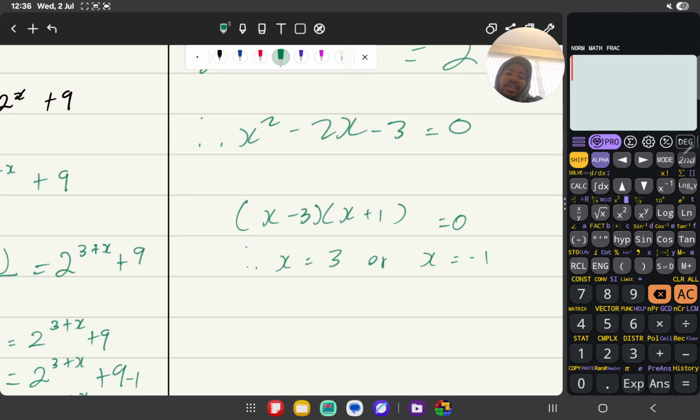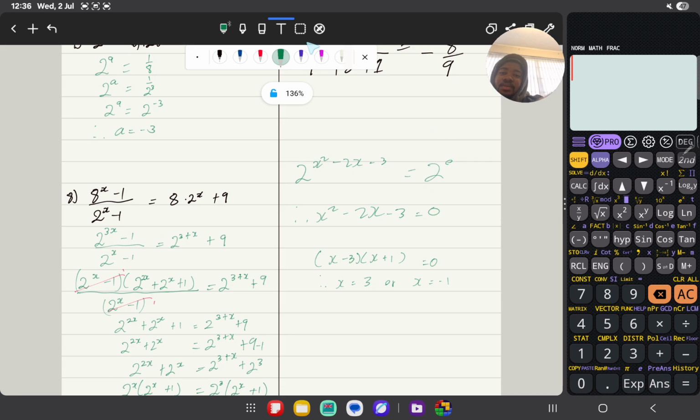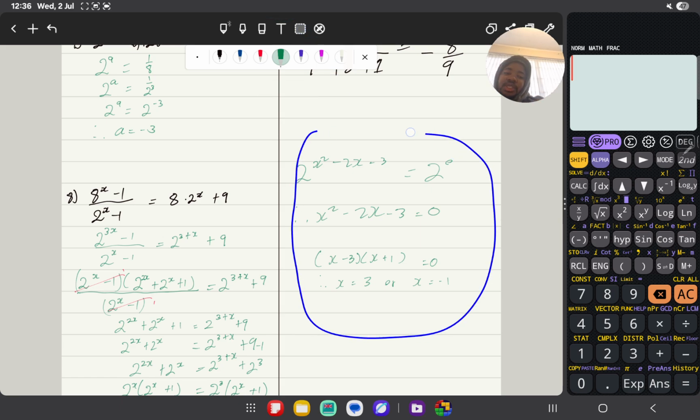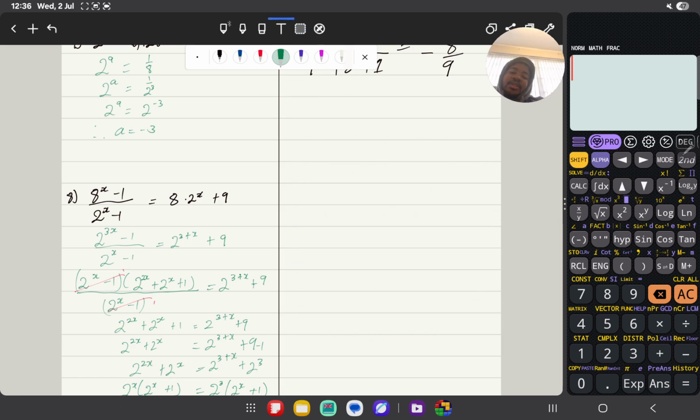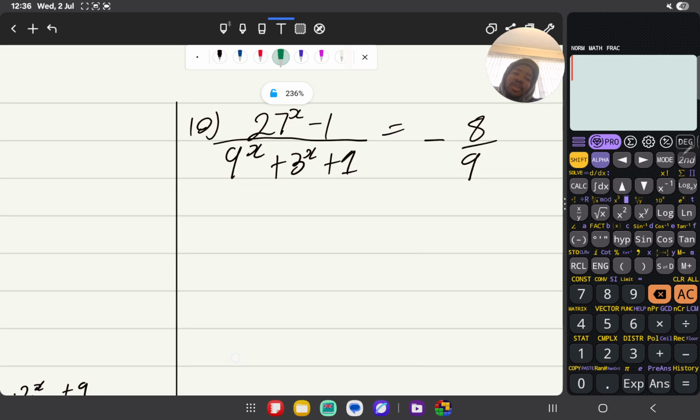So you just go 1 times 3, and then you try to find the factors of 3, which give you the last term when you multiply, and also give you the middle term if you add or subtract them, right? So that is that, my friend. Let's do the last one.